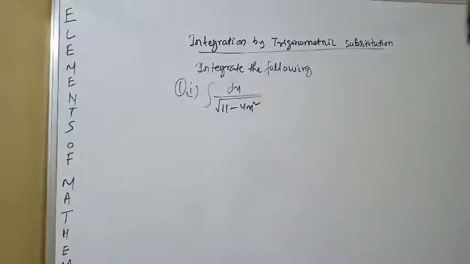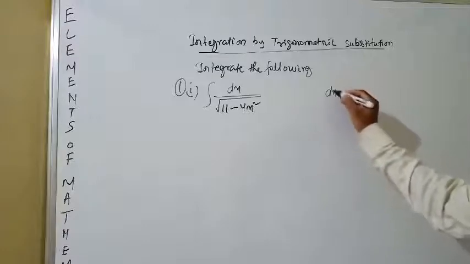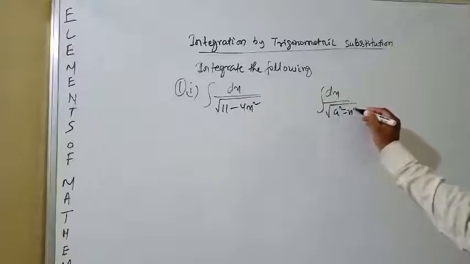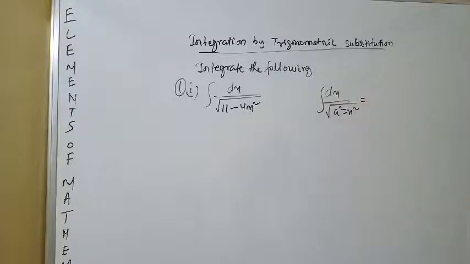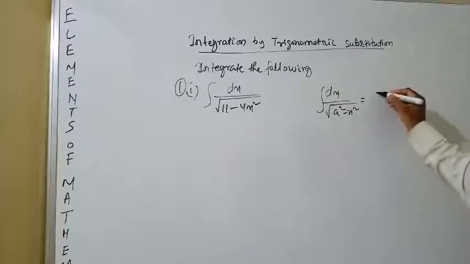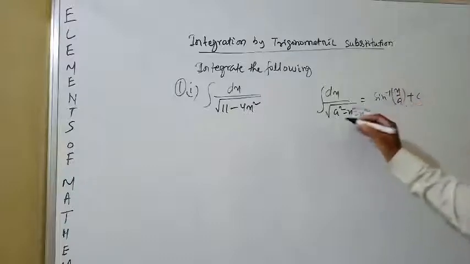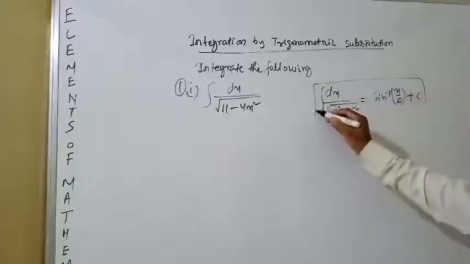You see, if we substitute, we can get the answer. Otherwise we can use the formula directly, which takes less time. So I will do this problem by using the formula. This is in the form of dx by root over a square minus x square. The integration of dx by root over a square minus x square is equal to sin inverse x by a plus c. This formula I can use.